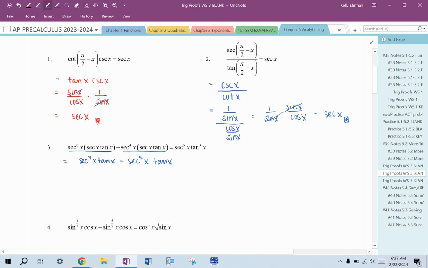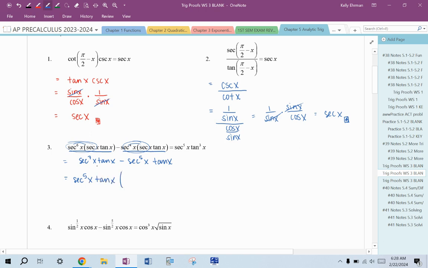So all I did was multiply this together. You're not distributing, by the way, because there's no addition. It's just multiplying these three things. So I multiplied the two like bases together. Okay, and then this might be a little more clear. What is the GCF? So both of these have a secant to the 5th x at least and a tangent x.